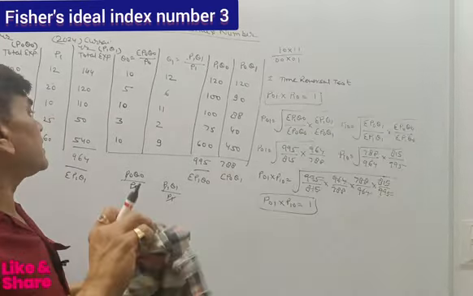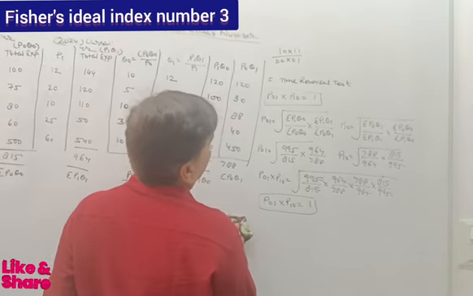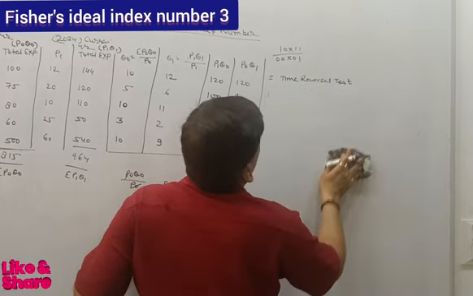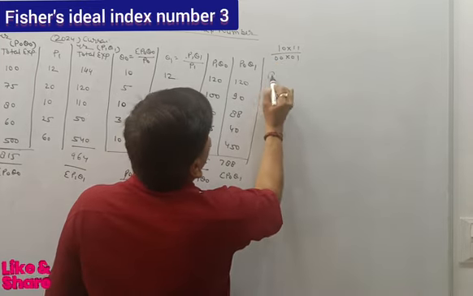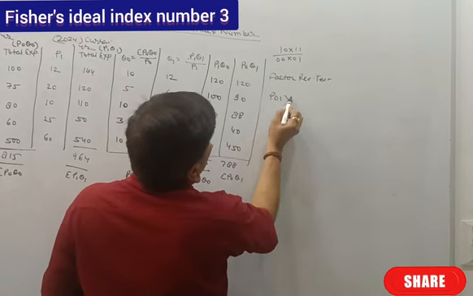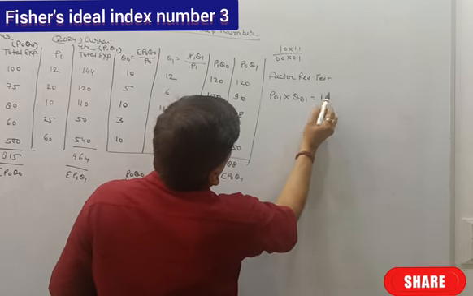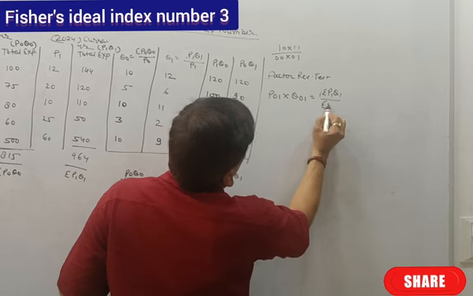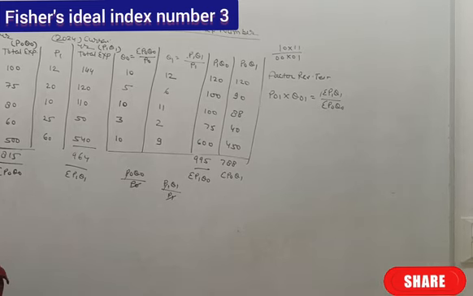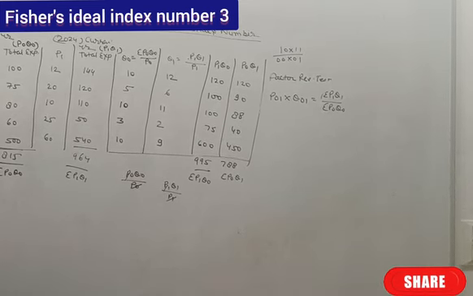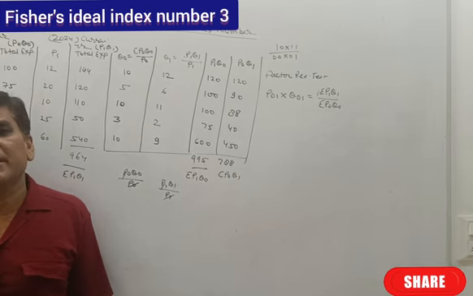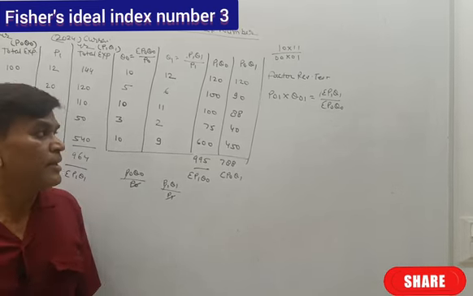Similarly, for the factor reversal test there is no problem; that is also satisfied by this. For the factor reversal test, P01 multiplied by Q01 is sigma P1Q1 divided by sigma P0Q0. It means the multiplication of the price index and quantity index is equal to sigma P1Q1 divided by sigma P0Q0, or we can say it is equal to the total expenditure of the current year divided by the total expenditure of the base year.